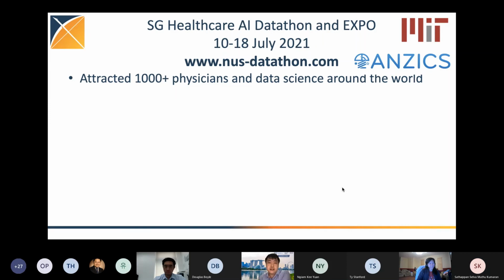So in mid-July this year, between the 10th and 18th, we are organizing our 5th Singapore Healthcare AI Datathon Expo together with MIT and N6 from New Zealand and Australia. The event is to create a platform, with some workshops and seminars. The objective is to allow our physicians to have a platform to learn and have some hands-on experience with all these cool AI technologies that many of our industry partners have been developing.